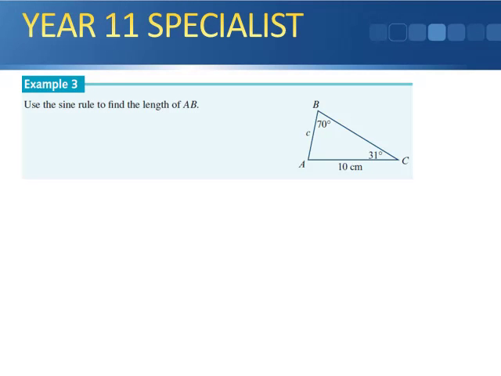Example 3 says, use the sine rule to find the length AB. So we've got angle C here, it's there. Because we need to find length C, I'm going to write C divided by sine of its angle equals, and the other one that we've got is B, B divided by sine of its angle. Oh, I should say sine B.